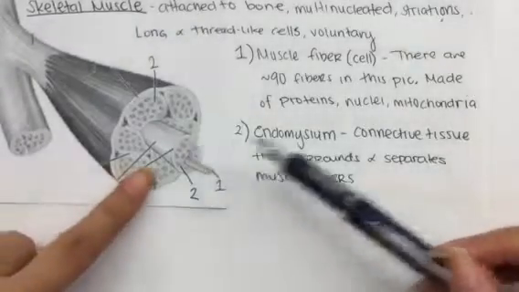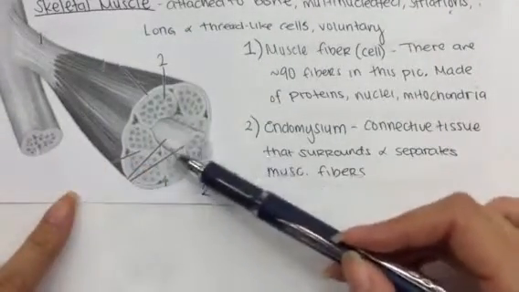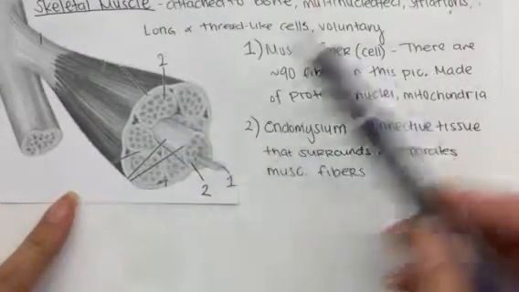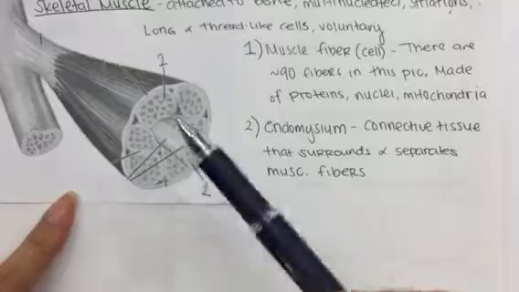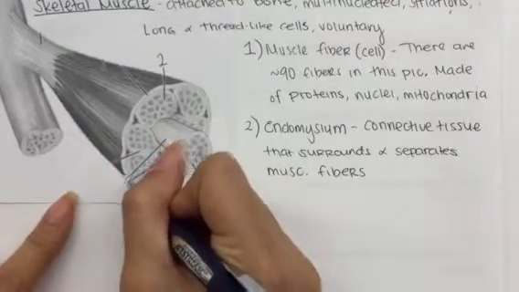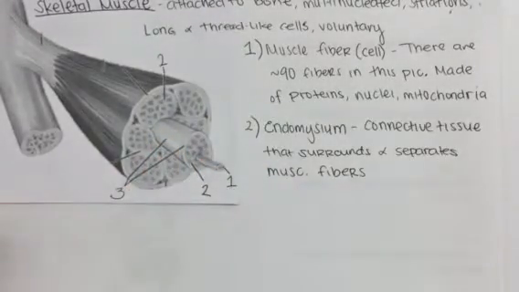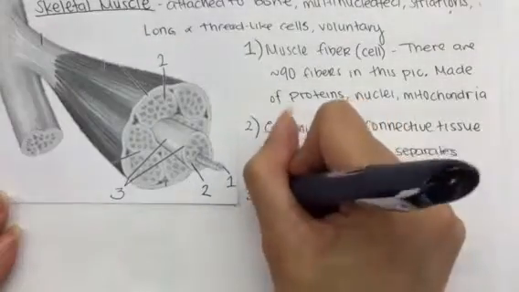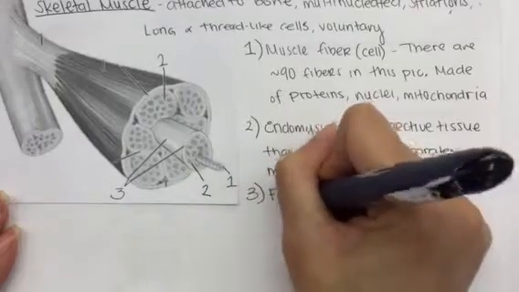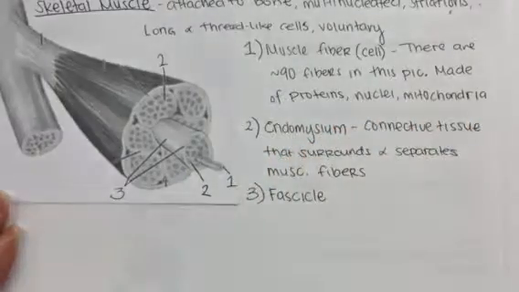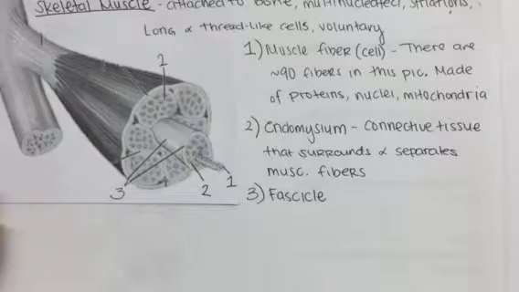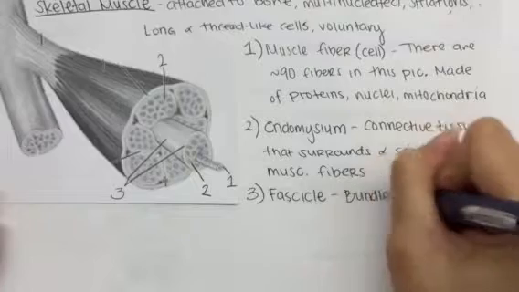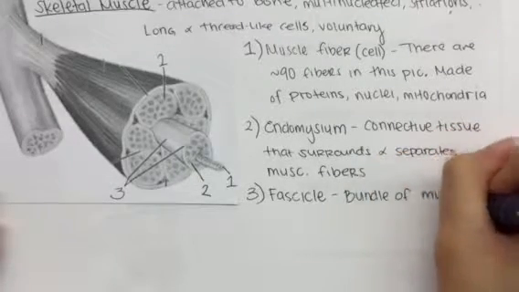So then notice how in the muscle you have a collection of muscle fibers. Each one of these bundles is called a fascicle. And that's what this label right here is supposed to be pointing at. So we're going to number this number 3. 3 is known as a fascicle, F-A-S-C-I-C-L-E. Can you please say fascicle? Fascicle. So it's actually a bundle of muscle fibers.